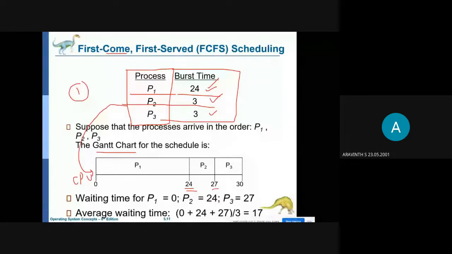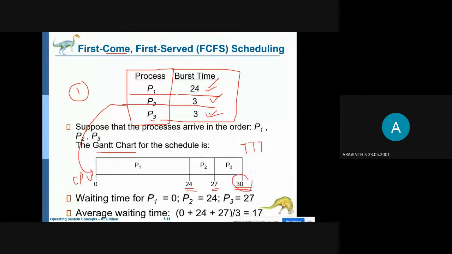Now P3 needs to wait because P1 is running, and then P2 runs. P1 is already completed, P2 is completed, so only after P2 can P3 run. It also has a burst time of 3, so it starts running at 27 and finishes at 27 plus 3, 30. So at the 30th second, all the processes complete their work.